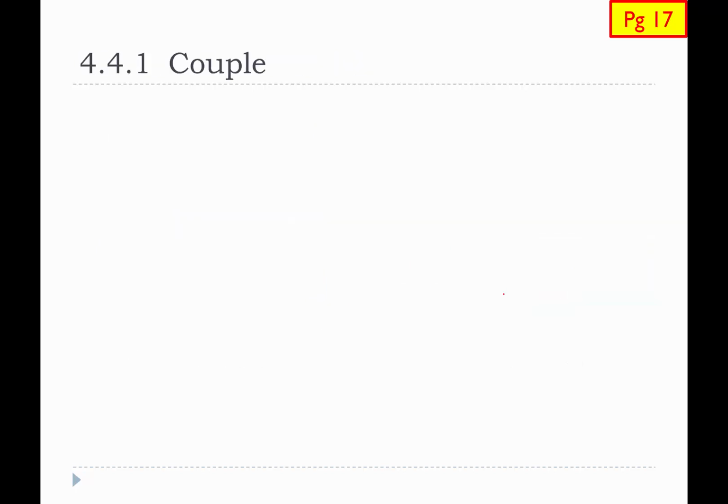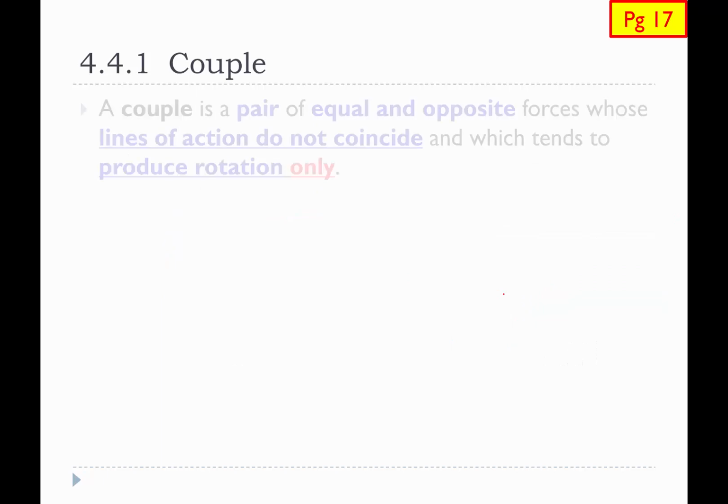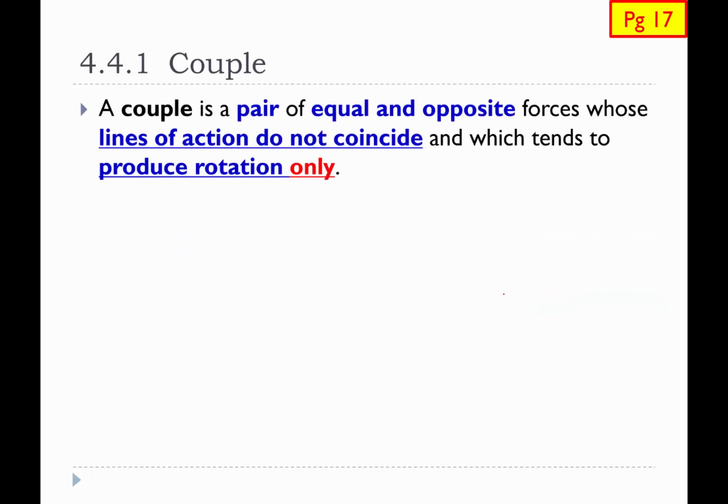So let us continue with a new concept called the couple. What exactly is a couple? The couple is basically a pair of equal and opposite forces whose lines of action do not coincide and tends to produce rotation only. Focus on the keywords, equal and opposite. Since the forces are equal but opposite, F net must be 0. And if there's no net force, it cannot cause an acceleration. So if the object was initially at rest, I expect the CG to remain at rest when this pair of forces acts on the object.